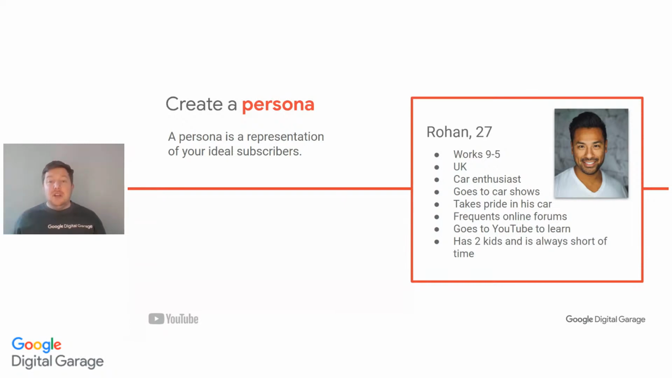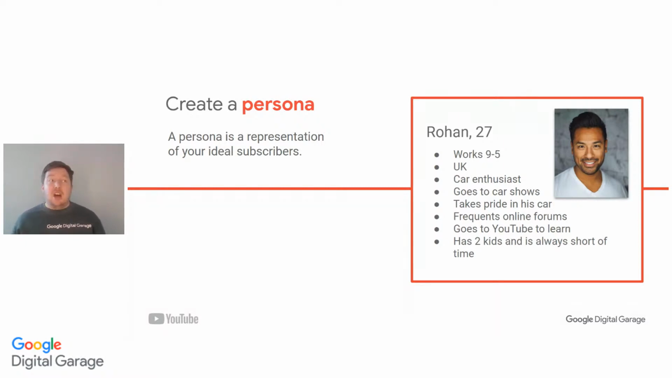It could be that Rowan is a client of someone who's obsessed with cars or has pride in his car. And he always comes to him asking for advice. He gets his car work done by him, all of the detailing. So straight away you go, right, okay, let's just pick Rowan. So what does Rowan do? He works 9 to 5. He's UK based. He's a car enthusiast, goes to car shows. I always see him at shows. So yep, he definitely goes to car shows.